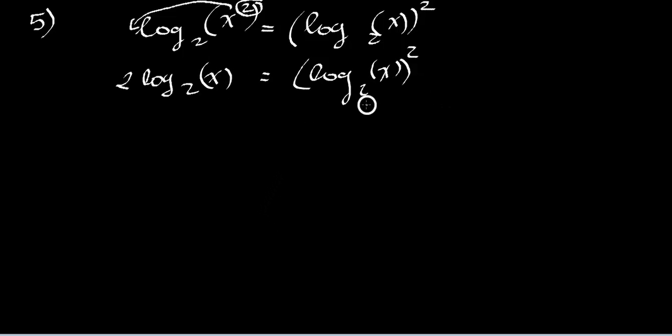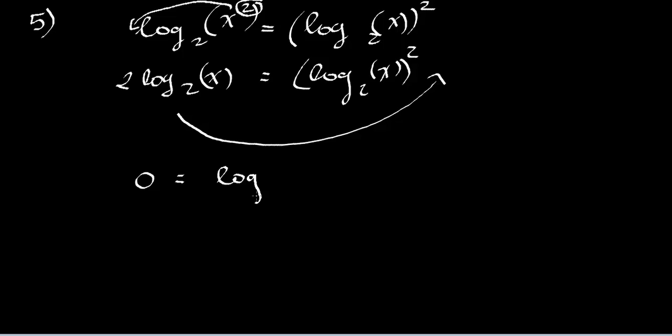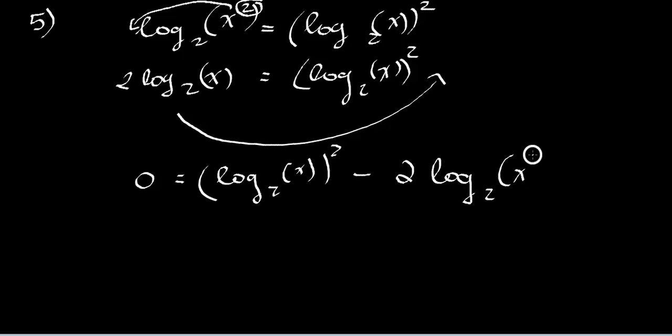Now, you might be thinking, what do I do now? Well, since you're solving, you're going to get everything on one side, bring this over here. So you get 0 here, and you get log 2x squared minus 2 log 2. And what can you do now? Well, do you notice something that each of these pieces have in common? Well, they have a log base 2x. So what do you think we have to do?